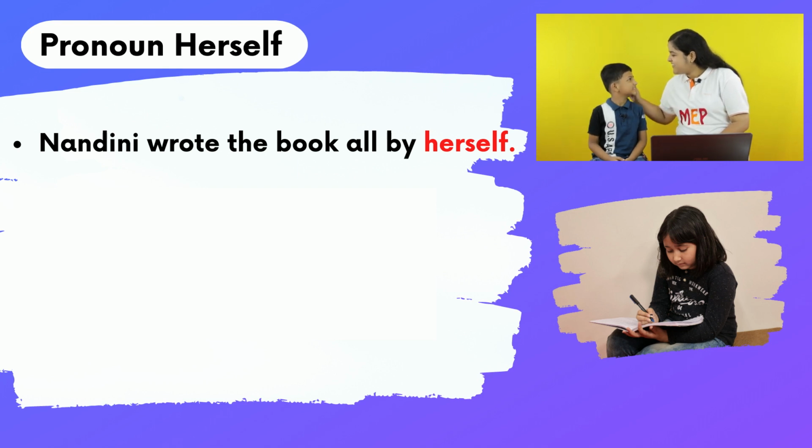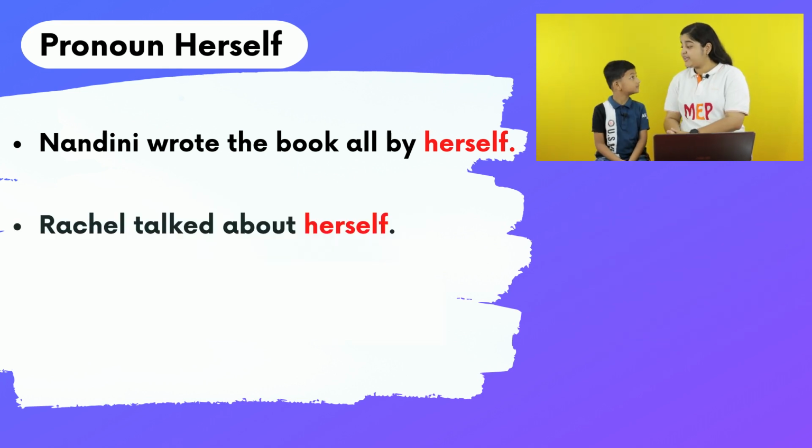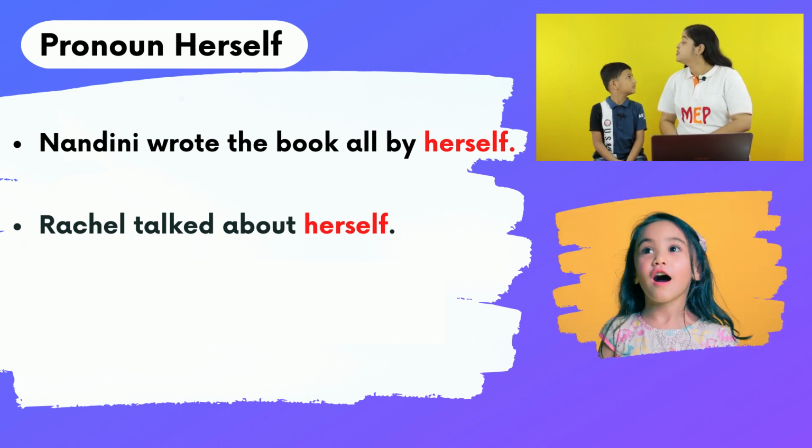I understood. Very nice. So Rudy, our second example is: Rachel talked about herself. So in this sentence, who is Rachel? Rachel is third person singular feminine. Correct. So for Rachel, we use the pronoun she, and the reflexive form of pronoun she is herself, which refers back to the subject who is Rachel.